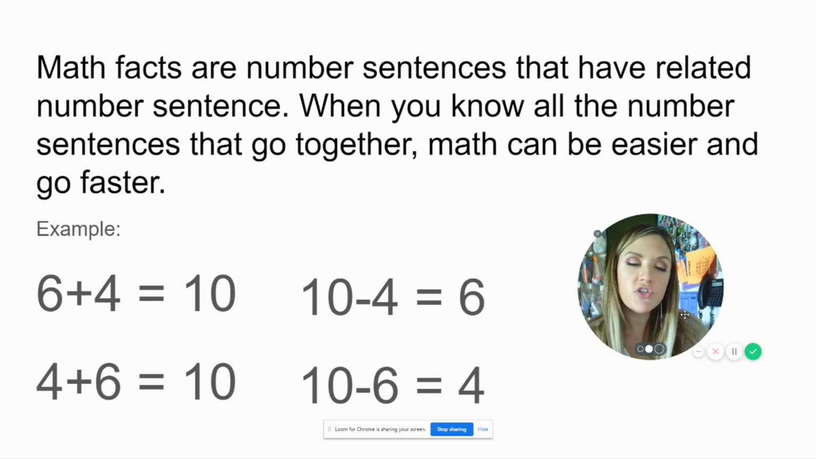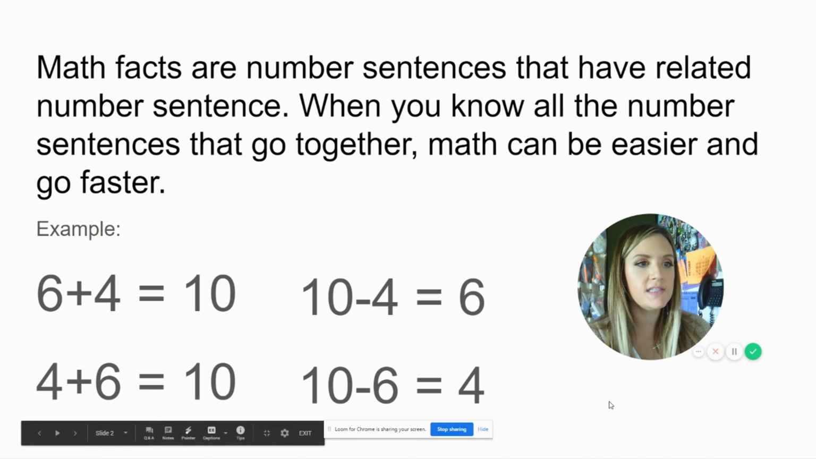If you look, I have two addition number sentences where we're adding the smaller numbers together and they both equal 10. And then I have two subtraction number sentences where we're starting with the biggest number and taking away one of the other two numbers. This is sometimes called a fact family, and these are math facts. This is just one example of math facts that we might learn in second grade. But if you know one of these number sentences and you have it memorized, it will help you solve the other number sentences.